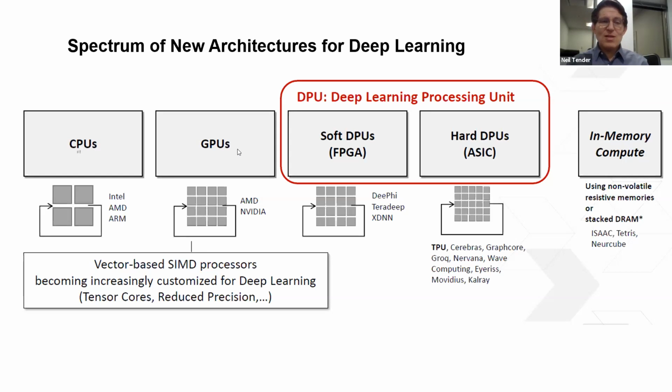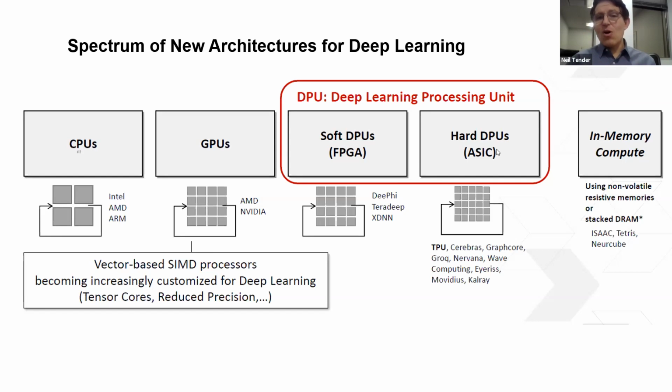So the GPU is really well suited for that. The FPGA, they call a soft DPU, a deep learning processor unit, but it's soft, meaning it can be reprogrammed into different configurations. These are some companies. This slide is a little bit out of date. DeePhi was actually acquired by Xilinx. TeraDeep is another company. xDNN is Xilinx's core.